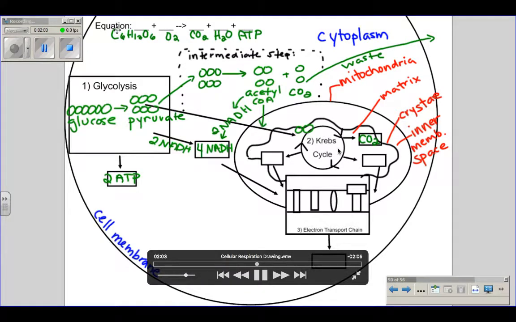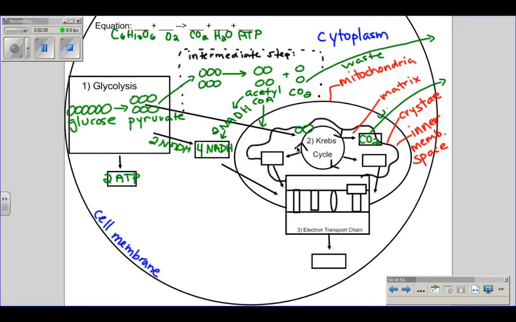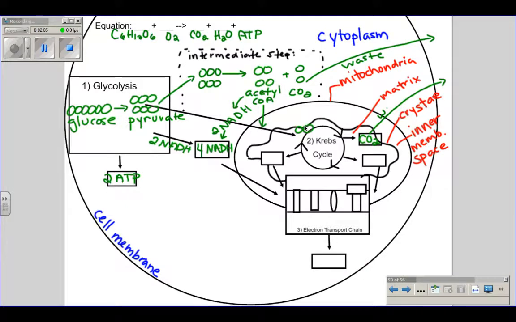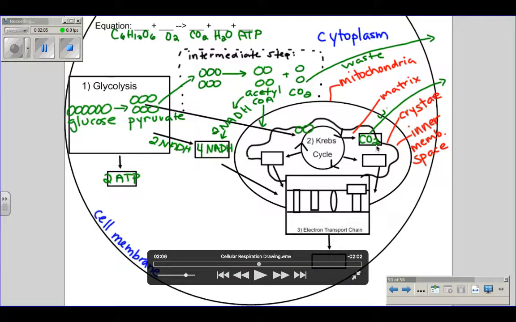In my Krebs cycle, it's a process where a bunch of stuff is happening. Basically kind of similar to the Calvin cycle in photosynthesis, where you're putting things together, breaking them apart, putting them together. We eventually end up making carbon dioxide, which again is going to be released from the cell as waste because we don't need it, put into our blood, eventually ends up at our lungs, and we breathe it out.